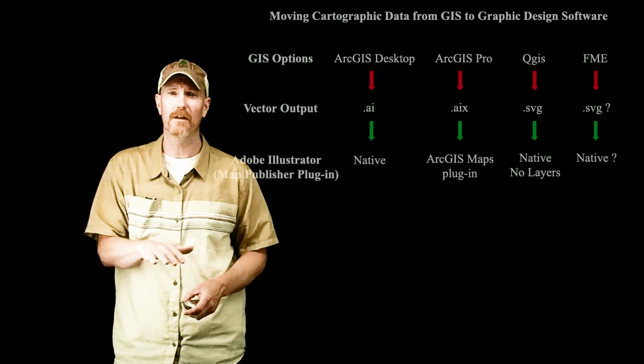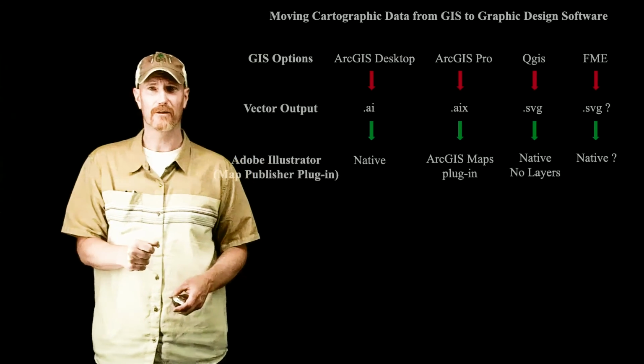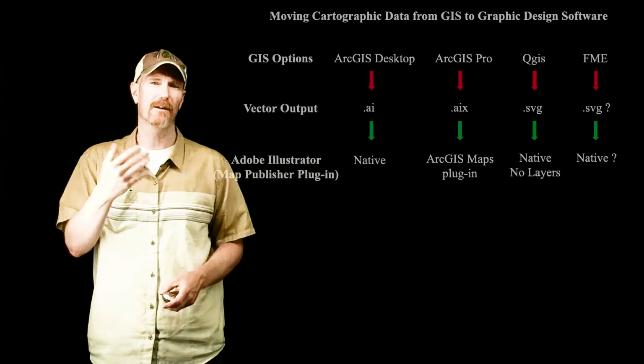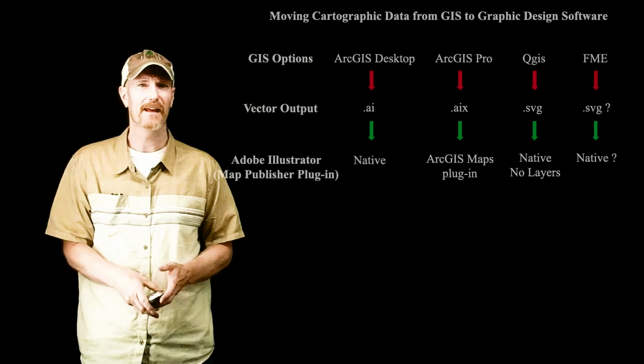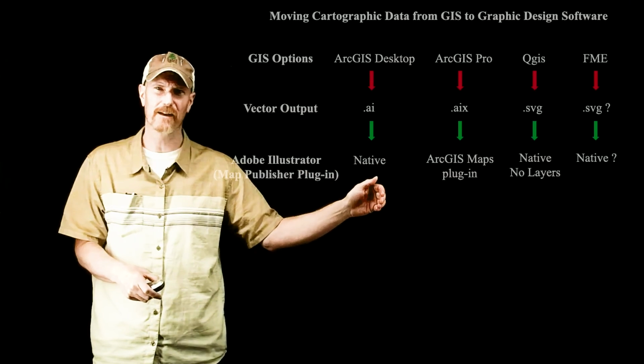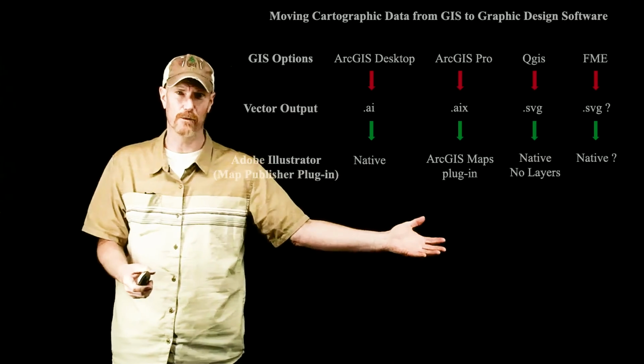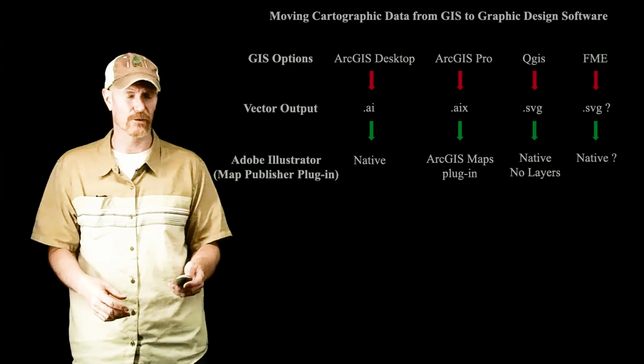QGIS, it's going to give you those SVGs, but there's no layers involved. So you just get a data dump of vectors and you have to go in there and clean it all up, right? And FME, I'm pretty sure it does an SVG export, and it definitely will read into Illustrator, but again, you have those layer problems.